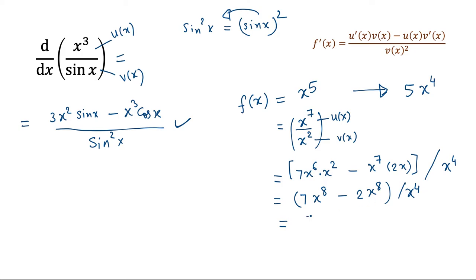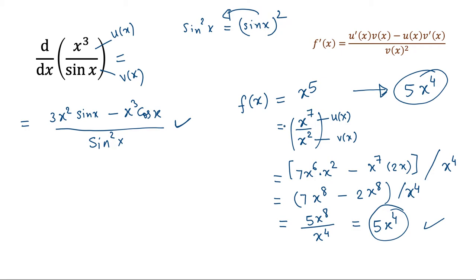Then we have here 5x^8 divided by x^4. So this 4 cancels with the 4 from 8, so we are left with 5x^4. So you see this answer is the same as this. So you see this works, and you can apply it to even simpler functions, but it's not required here. It was just to give you a sense that this function is working correctly.